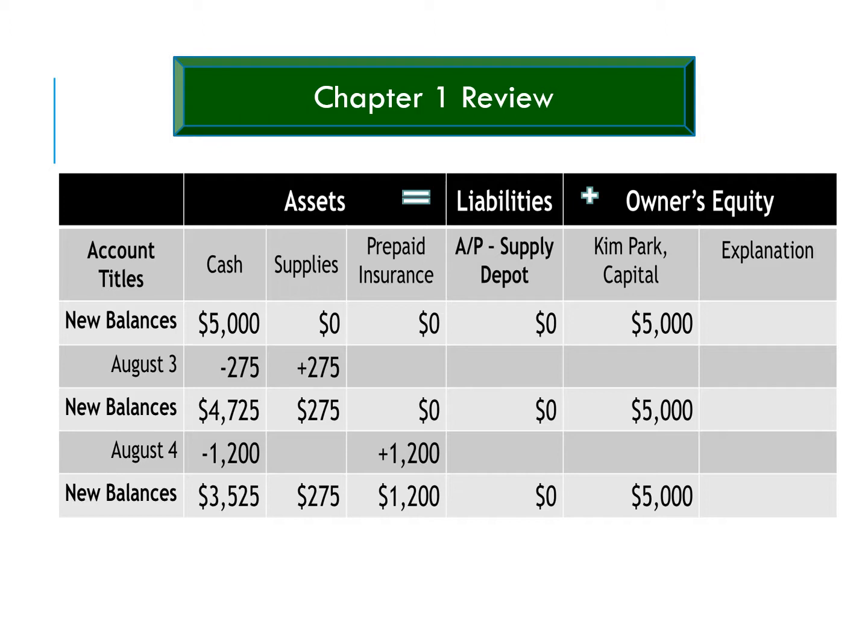In Chapter 1, we learned how to classify accounts according to the accounting equation. We determined whether accounts were assets, liabilities, or owner's equity. After we determined the transaction, we also calculated their new balances for each account. We know that assets must equal liabilities plus owner's equity.